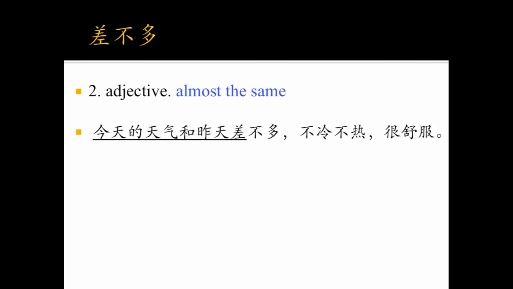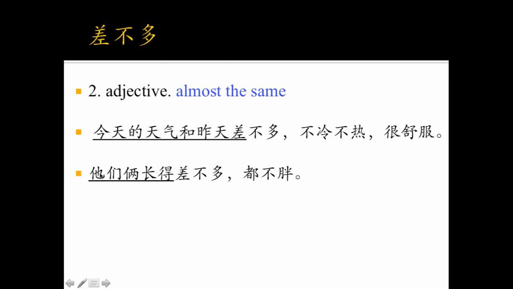same. For example, 今天的天气和昨天差不多，不冷不热，很舒服。So, 今天的天气和昨天的天气 are the topic, the subject, and then 差不多 is the predicate. So today's weather and yesterday's weather are almost the same. Very comfortable. 他们俩长得差不多，都不胖。他们俩长得差不多, okay, they look almost the same.